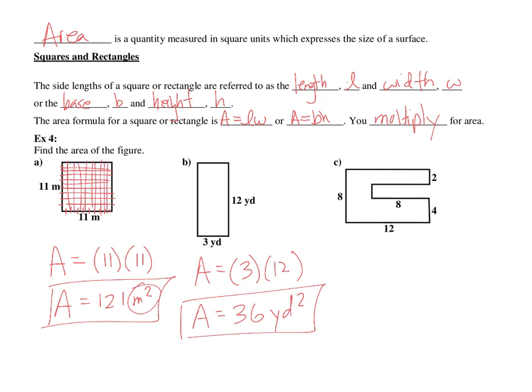Notice that I get all these little squares inside. So when I'm figuring out the area, in this particular problem, it says that I have 121 meters squared. In other words, I have 121 of these little squares here inside the box. All right, that's what area is.